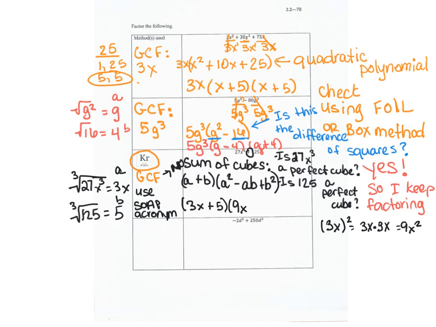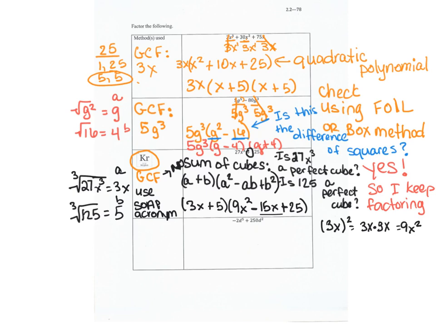So that would be 9x squared minus AB means I multiply 3x times 5. 3x times 5 would be 15x plus B squared would be 5 times 5, which would be 25. Now we always need to check to see if this will factor out any more, but for the sake of today's lesson and for the sake of these notes, let's just stop here. But if we were in our classroom, we would keep going and we would keep checking to see what else there might be.